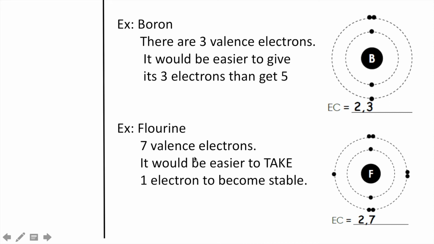With fluorine, we know that fluorine has 9 electrons, and its electron configuration is 2, 7, which means 2 electrons are going to be in its first shell, and the remaining 7 are in the valence shell. So we have 7 valence electrons. In order for it to be stable, it would be easier to take 1 electron than to give.